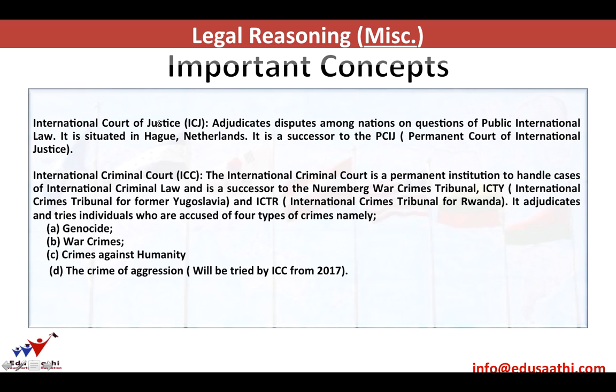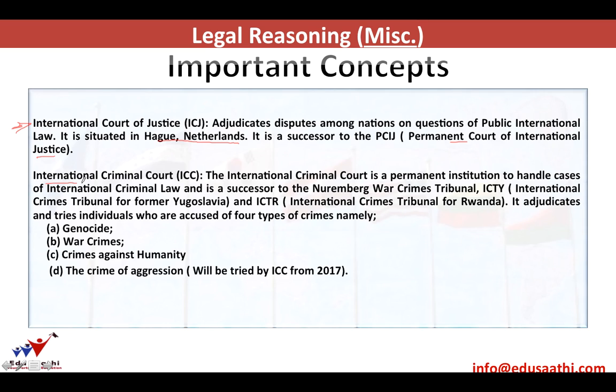Next is, what is the International Court of Justice? It's a dispute settlement body which adjudicates upon the disputes amongst the nations on the questions of public international law. It is situated in Hague, Netherlands, and it's a successor of the Permanent Court of International Justice. It's formally established in Hague.